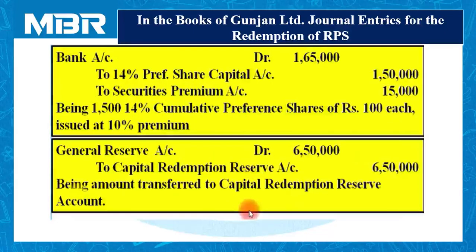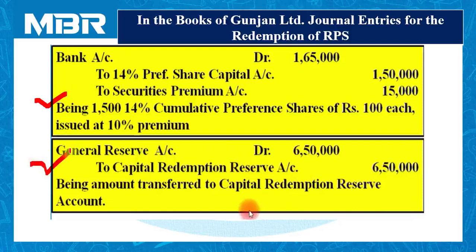Then we have completed a long calculation related to the number of new preference shares issued by the company. As per our calculation, the company is required to issue 1,500 14% cumulative preference shares of rupees 100 each, as the shares are issued at 10% premium. So bank account debited 1,65,000 to 14% RPS capital account 1,50,000 to securities premium account 15,000.